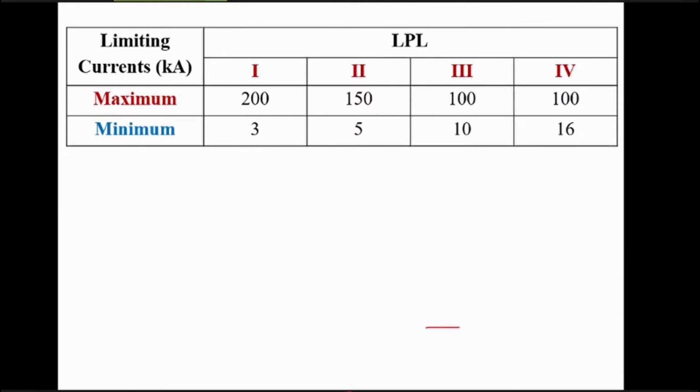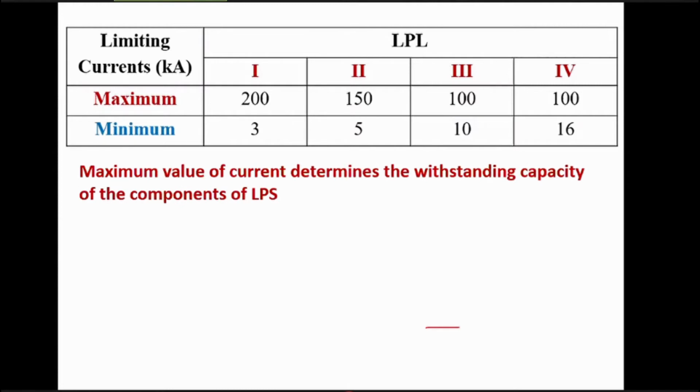What does this mean? It means that, for example, in level 1 protection you have a certain number of conductors, and this number of conductors is designed in a way that it can withstand up to about 200 kiloamperes. If the current exceeds that, there is a possibility that the components of the lightning protection system may fail. So this is what is meant by the maximum value of current.